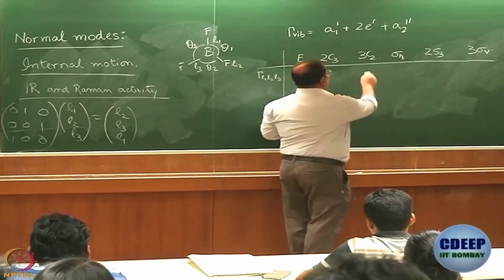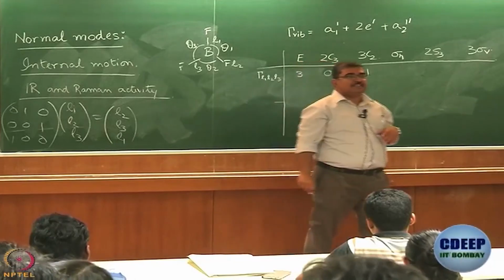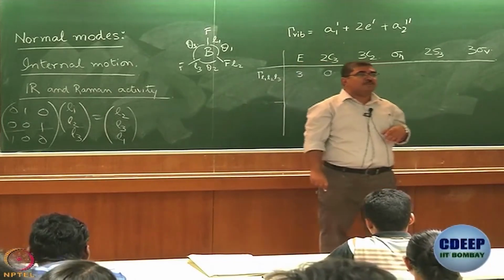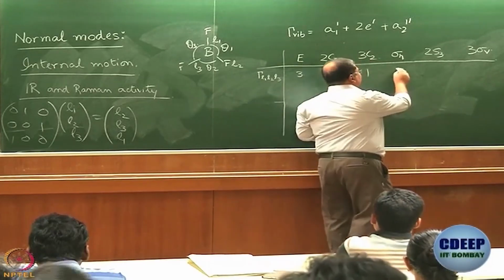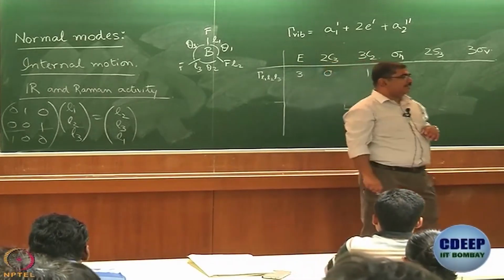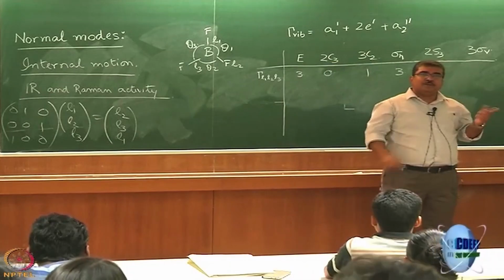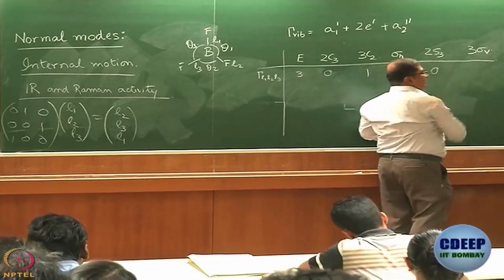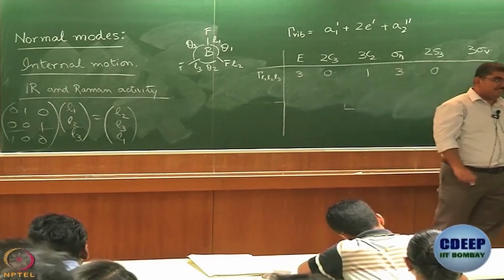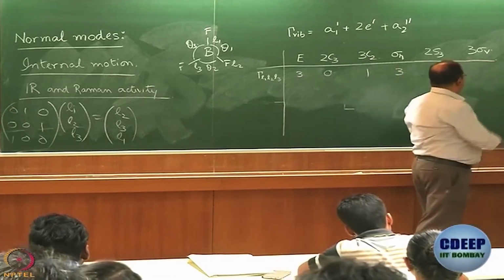1. What about sigma H? What will be the character for sigma H? 3. Nothing moves. S3? 0 because again they move from their places. See, you are getting the hang of it. What about sigma V? 1. Excellent.